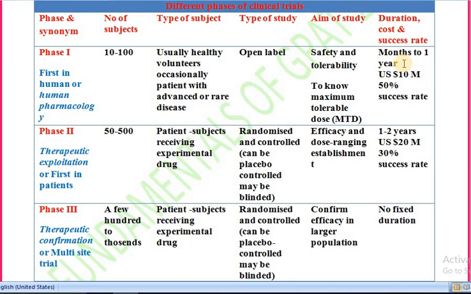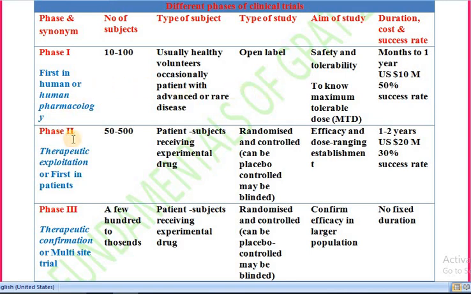So it will range from months to 1 year. The duration will be month to 1 year and it will involve around 10 million US dollar cost. So 50% success rate will be there in case of phase first. So this is the phase first of clinical trials.